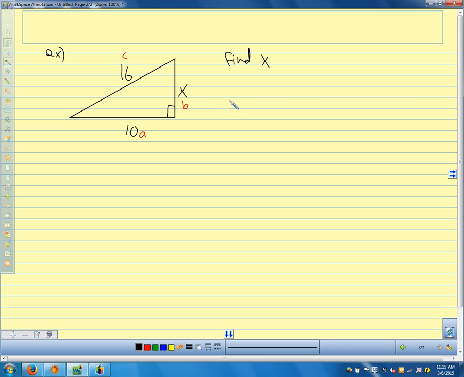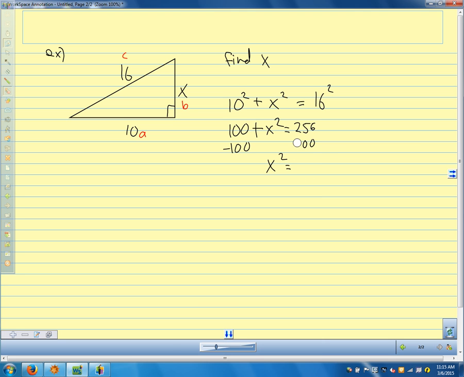So for this one, we're going to say 10 squared plus x squared equals 16 squared. So we're not always going to be solving for the hypotenuse. So I get 100 plus x squared equals 16 squared, which is 256. So I subtract 100. We have to do a little more work this time. x squared equals, 16 squared is 256. And then we subtract 100, we get 156.